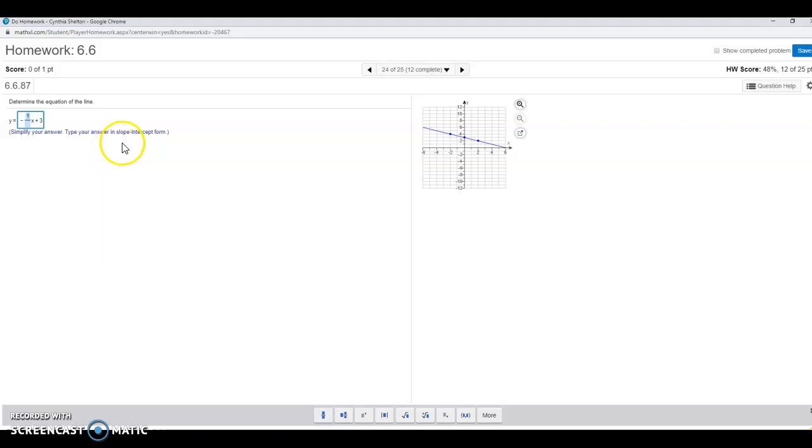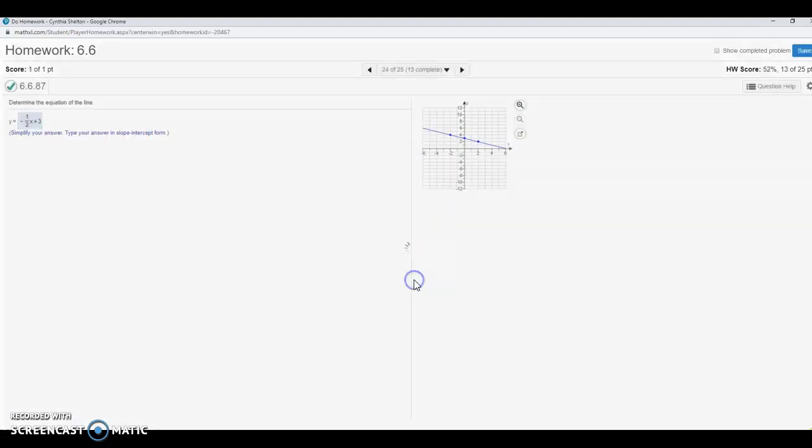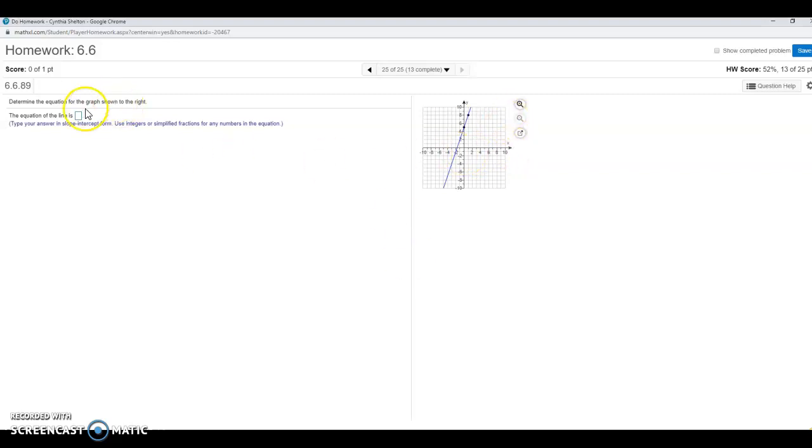Let's see what I say. It was down 1 and then over by 2. So my slope is -1/2 for that. Okay, we can do that again.